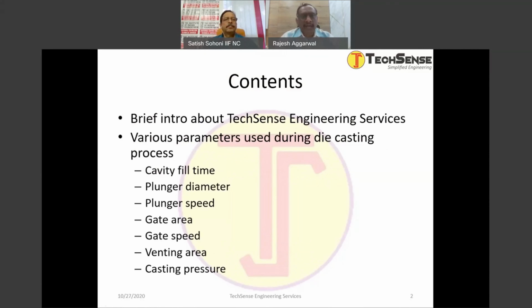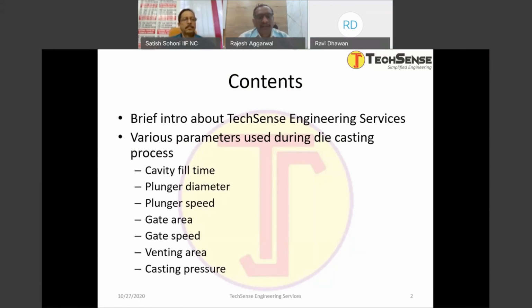So we'll have a few slides, just a brief introduction about TechSense Engineering Services, and then we will be talking about the various parameters used during the casting process, like cavity fill time, plunger diameter, plunger speed, gate area, gate speed, venting area, casting pressure. So today we will be focusing on all these variables to understand the various formulas and correlations and understand how they behave when they go into the shop floor for production.